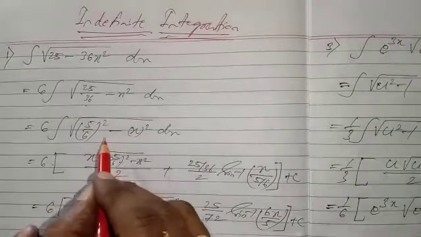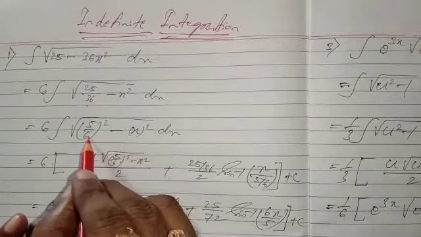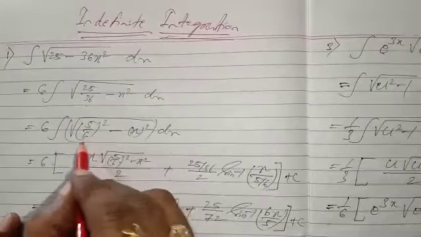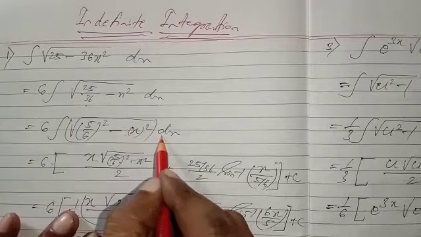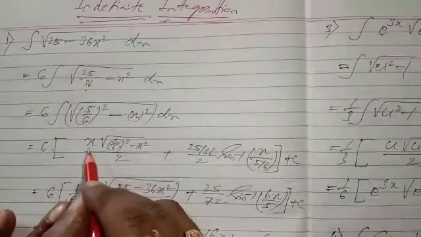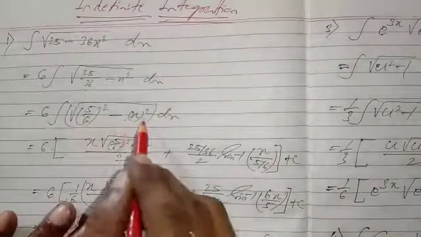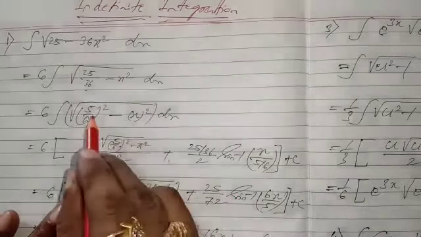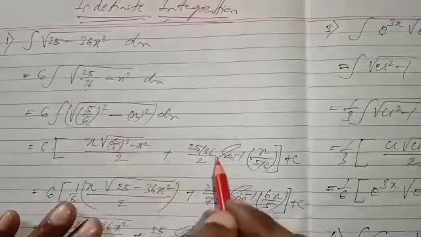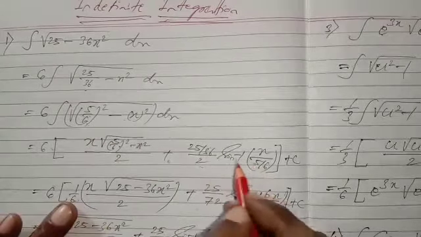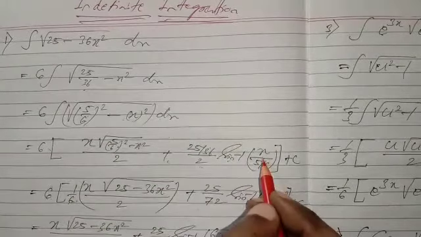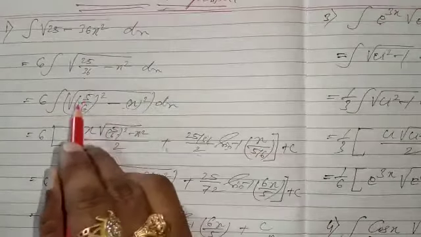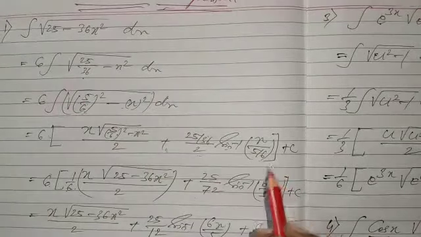So here the formula is integration of root over a square minus x square dx. The formula is x into root over of what is written, that you have to write, by 2, plus a square by 2 sine inverse x by a. Here a square means 25 by 36, so 25 by 36 by 2, and sine inverse x by a means x by 5 by 6.